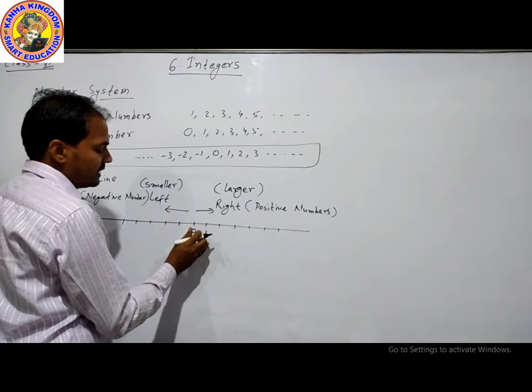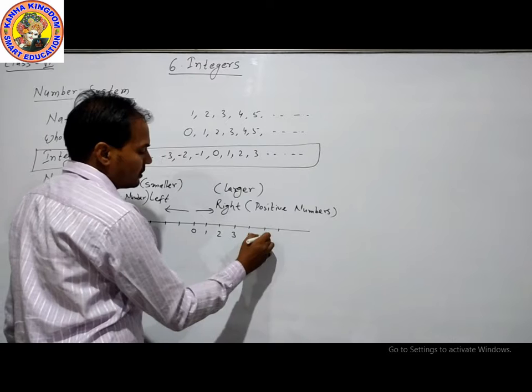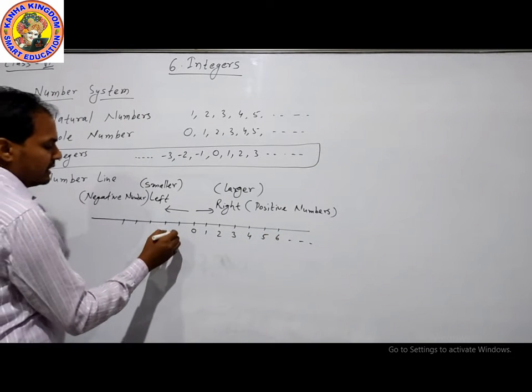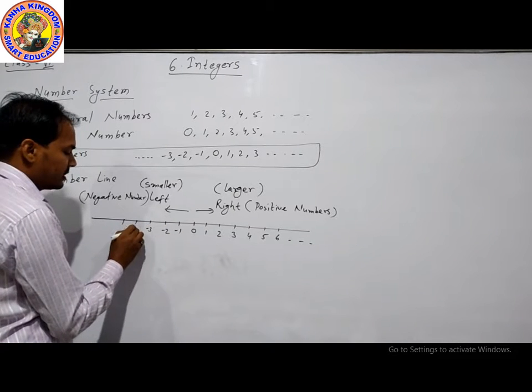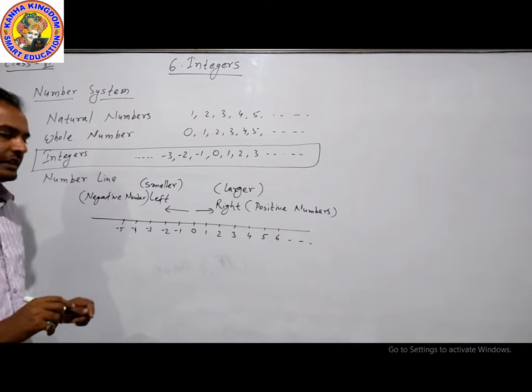0, 1 is larger than 0, 2 is larger still, 3 is more, 4, 5, 6 and so on. And here are -1, -2, -3, -4, -5. This is our number line.